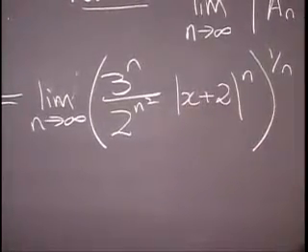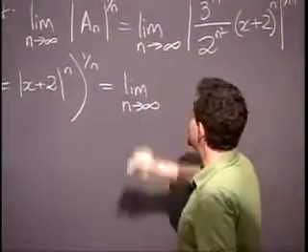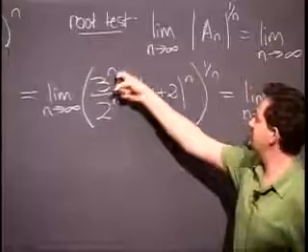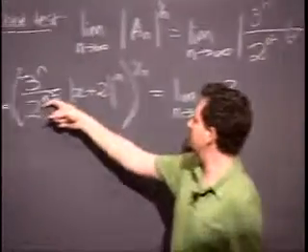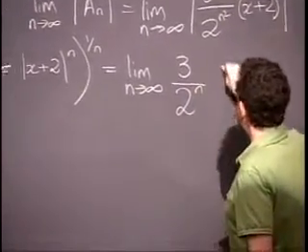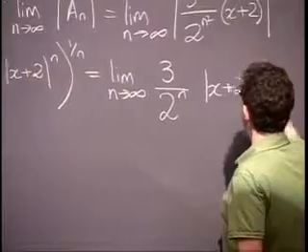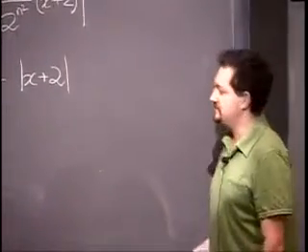Now, take the 1 over nth power before taking the limit, and you get 3 to the n to the 1 over n. 2 to the n squared times 1 over n is just 2 to the n. And x plus 2 to the n, its nth root is just x plus 2. And now you have to take this limit as n goes to infinity.